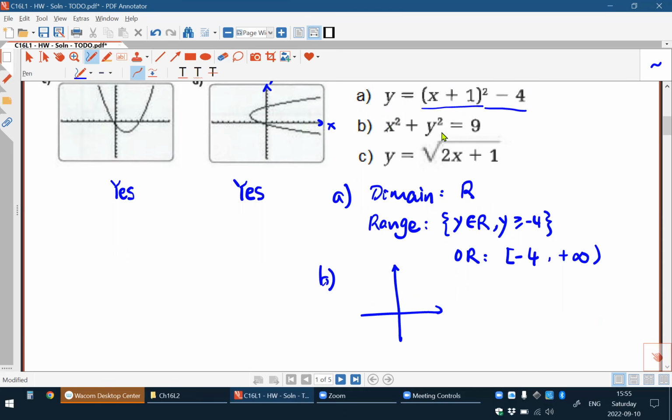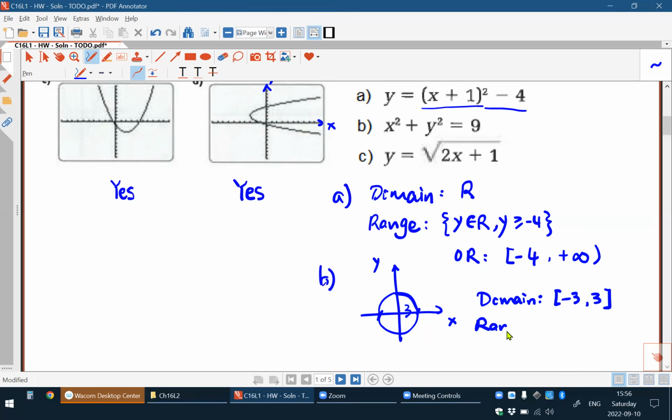X minus 0 squared, y minus 0 squared. So it's 0, 0. And the radius is 3, right? Radius is 3. So can you tell from the diagram what is the domain? Domain is from here to here, right? -3 to 3.